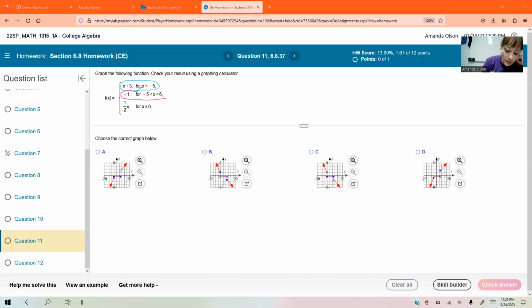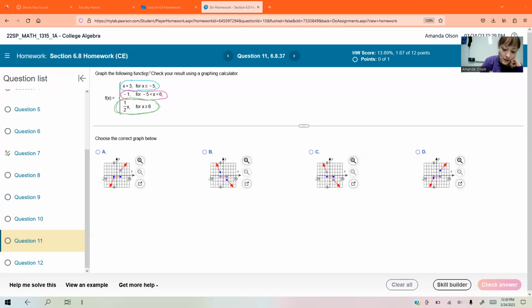Then when I'm dealing with x values where my input is strictly greater than -5 but strictly less than 6, my output is just a straight -1. So I don't have to plug it into any function. It's just a straight -1. That works really nicely. And then my last part is for x values that are greater than or equal to 6. For that, we use the expression 1/2 x.